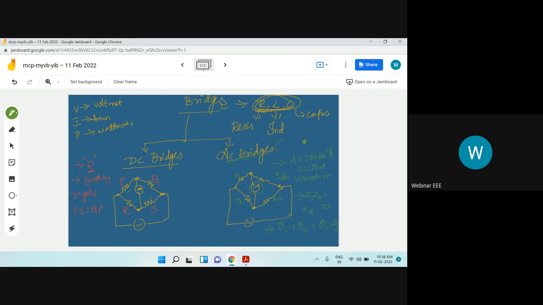And these AC bridges are exclusively used to measure inductance, capacitance, Q factor, dissipation factor, and also frequency. So always remember, DC bridges are meant to measure only resistances, whereas AC bridges are meant to measure inductance, capacitance, quality factor, dissipation factor, and frequency.